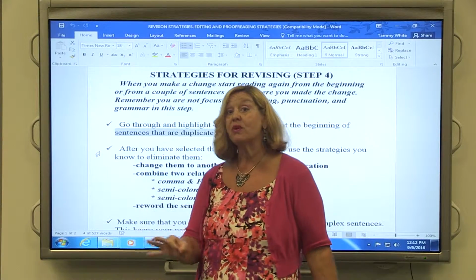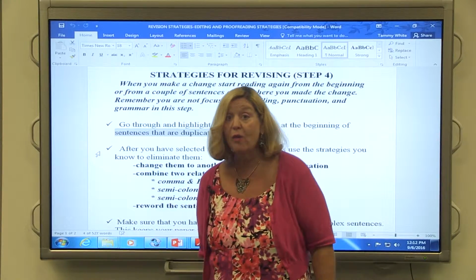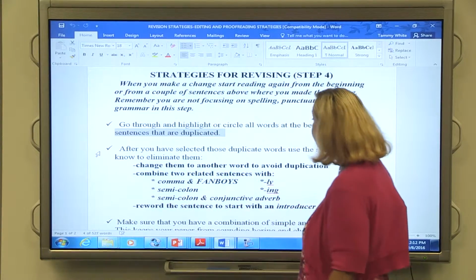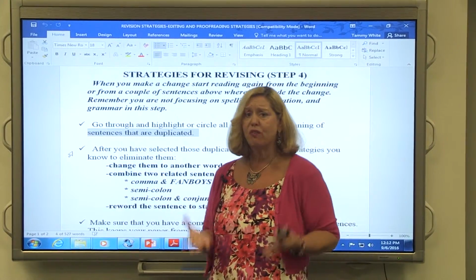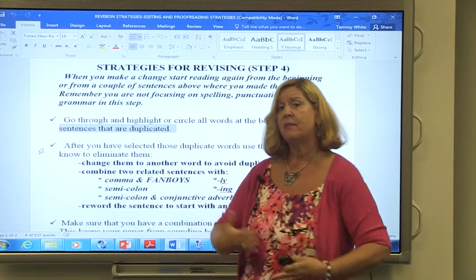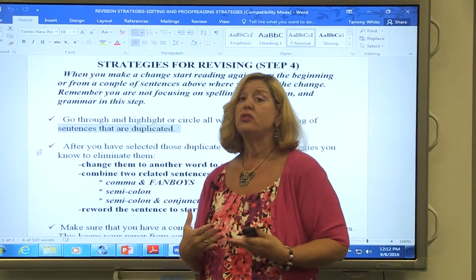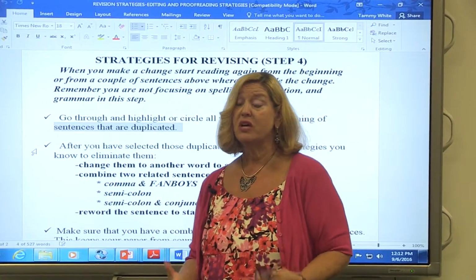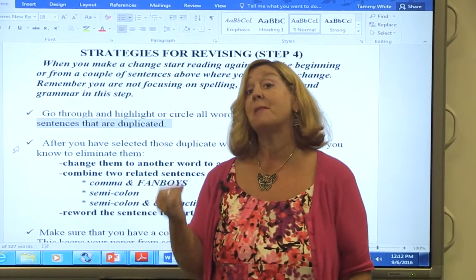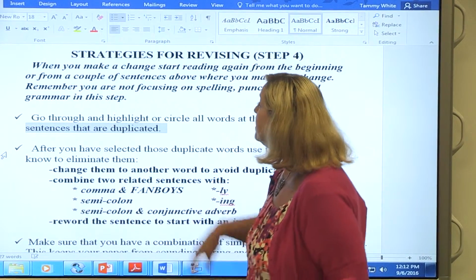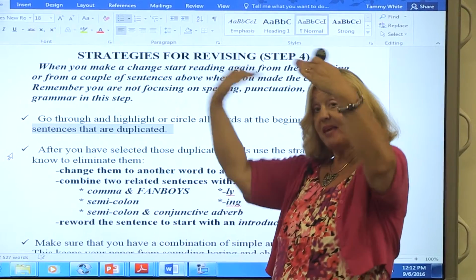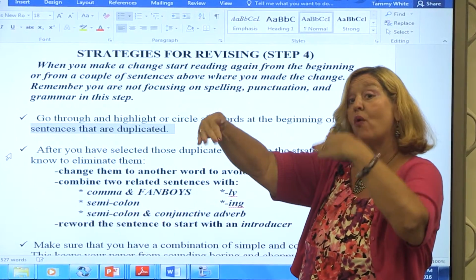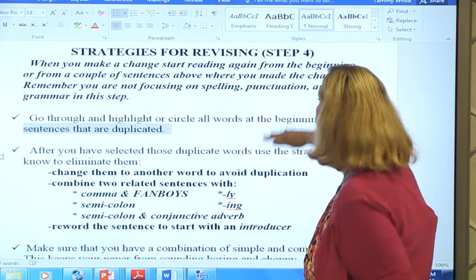So I have some strategies that will help you with this. So let's just look at them. First and most important, to raise your level of writing, you don't want sentences in the paragraph to have the same duplicate beginning sentence words. Not the same repeated words, but the same beginning sentence words. So first of all, when you make any changes, go to the beginning or a couple of sentences before to read the flow to make sure you do it.